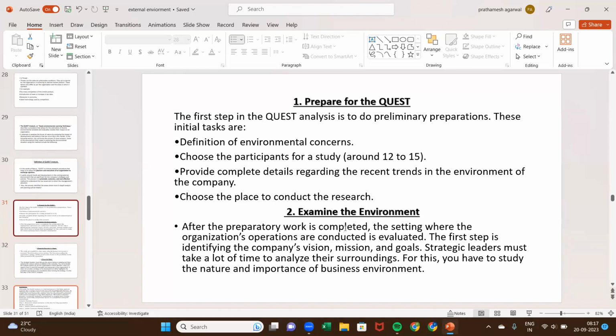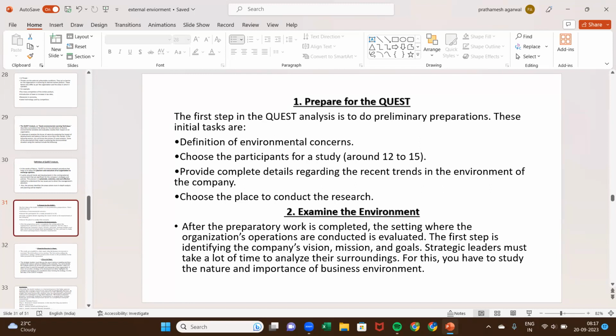After the preparatory work is completed, the setting where the organization's operations are conducted is evaluated. First of all, you define the environmental concerns, you choose the participants, then you complete all the details regarding the trends in the environment of the company. Then you choose a place to conduct the research. Now, this becomes your preliminary preparation. You have just prepared it.